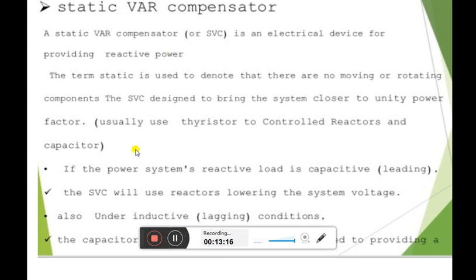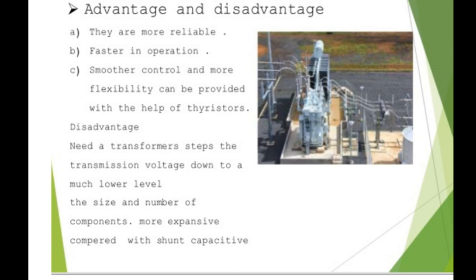So here are the points which we just discussed with the figure in the previous slide. Now let us see what the advantages and disadvantages of this static VAR compensator are. The advantages are that they are more reliable, faster in operation, provide smoother control, and more flexibility can be provided with the help of thyristors. The disadvantages are that it needs a transformer to step the transmission voltage down to a much lower level, the size and number of compensators, and it is also more expensive as compared to shunt capacitors.